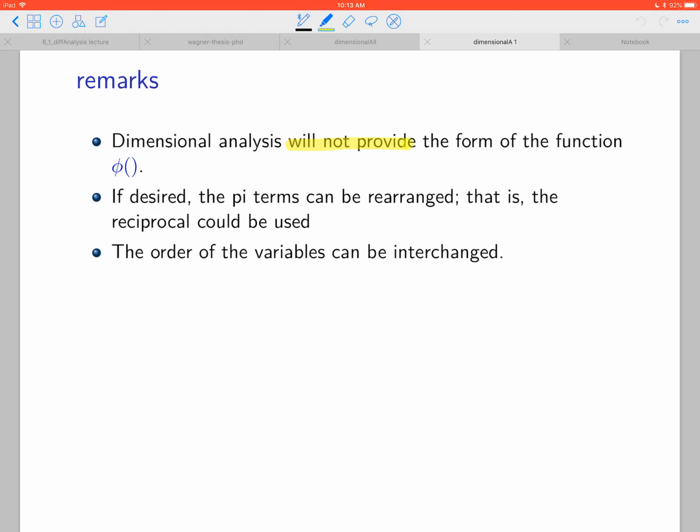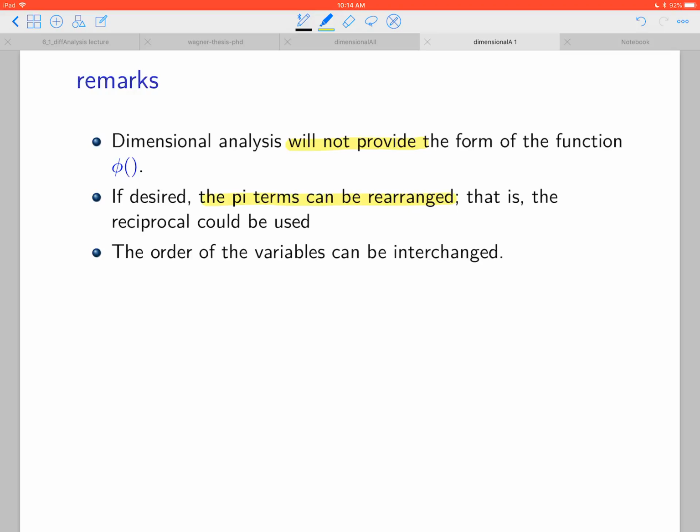Remember, we do not provide the form of the function phi. It's a different function. Dimensional analysis reduces the function. Second, the desired pi terms can be rearranged. Remember, in the first case, we divided by 2, and it didn't change the fact that we have two new variables and a relationship to find out. Or we have Reynolds and 1 over Reynolds.